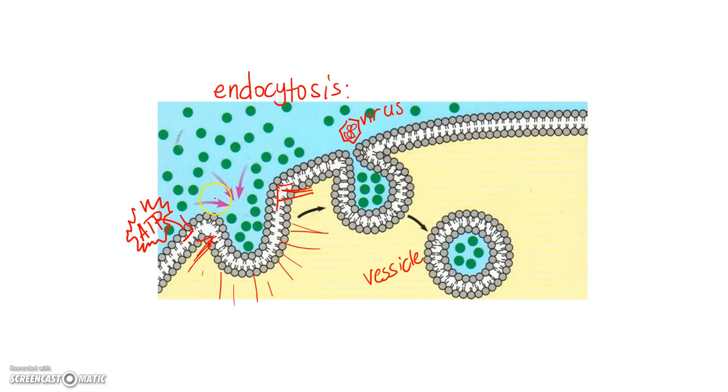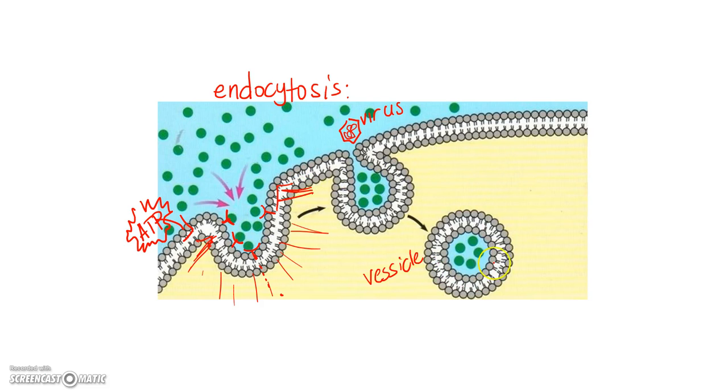There are receptors on the outside. These are proteins that sense what's on the outside, and they communicate with the inside of the cell to make sure that the correct things are coming in. If these molecules don't match the receptors, they don't end up coming in.